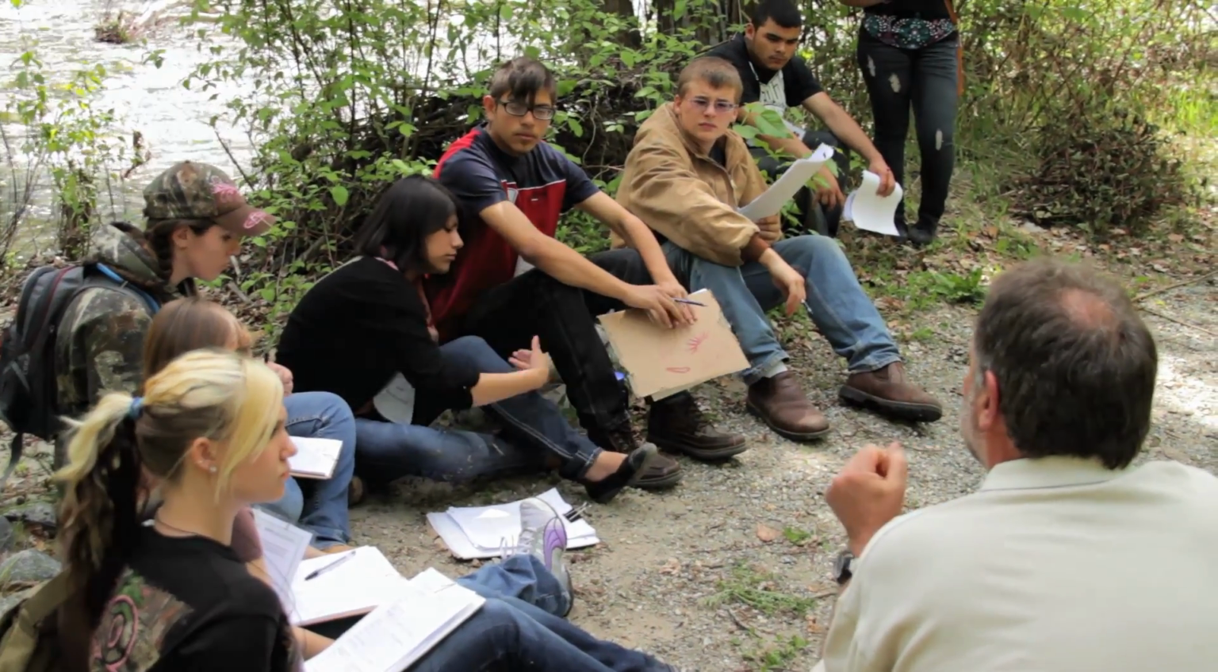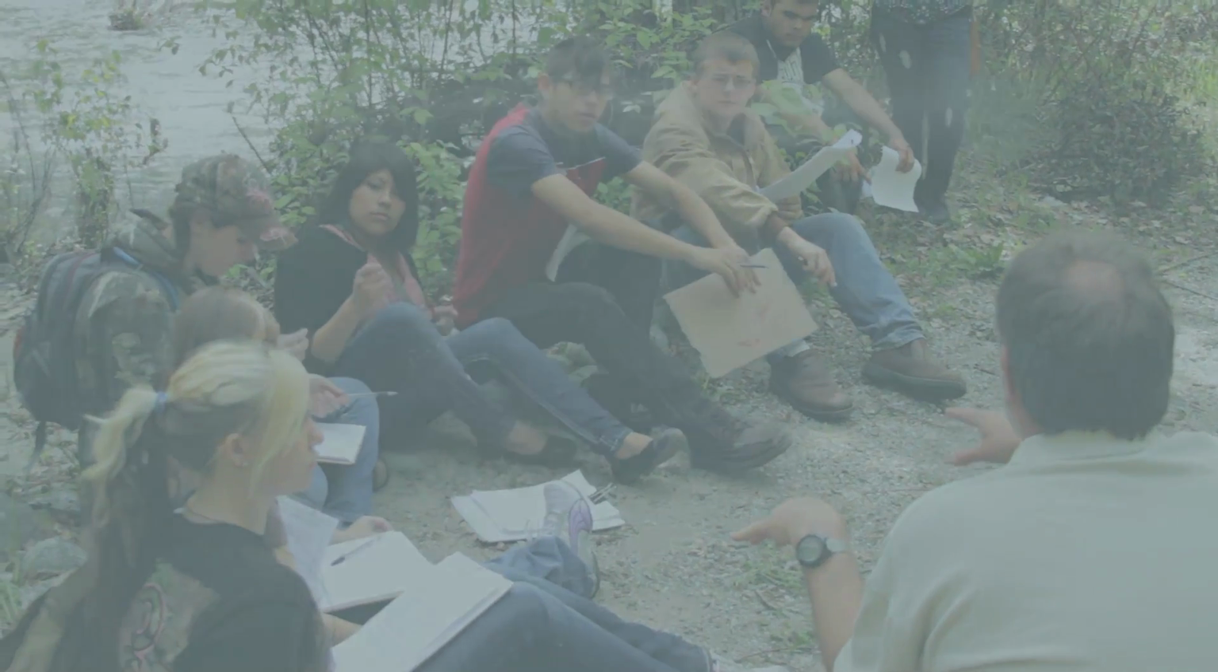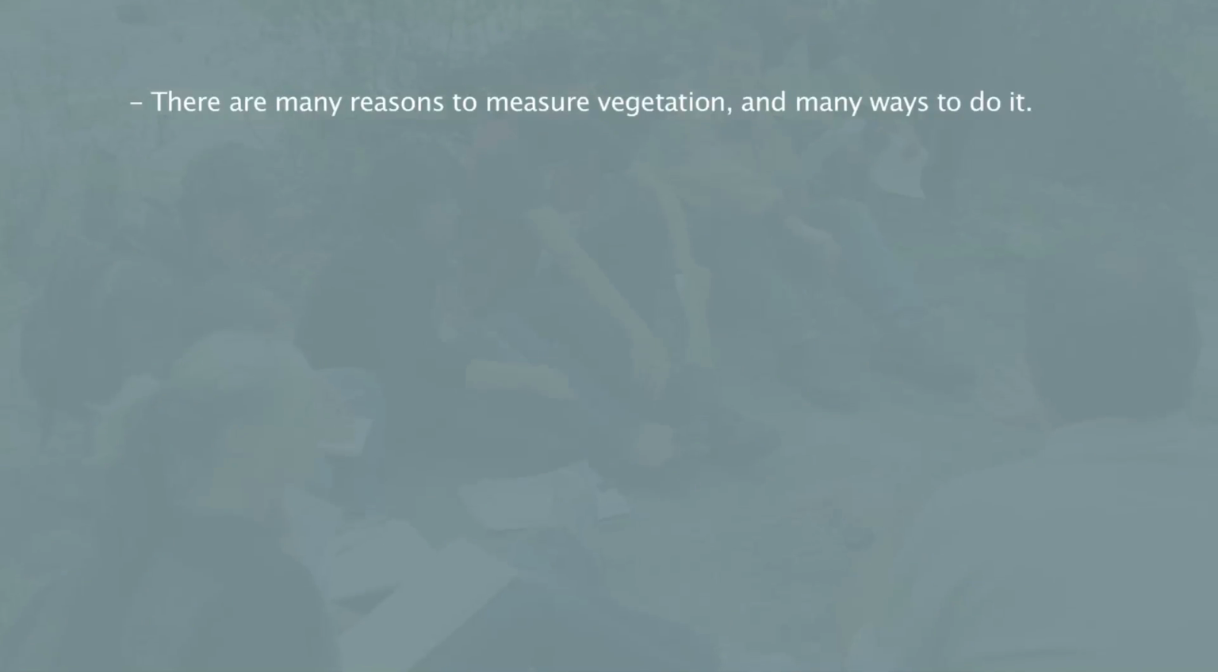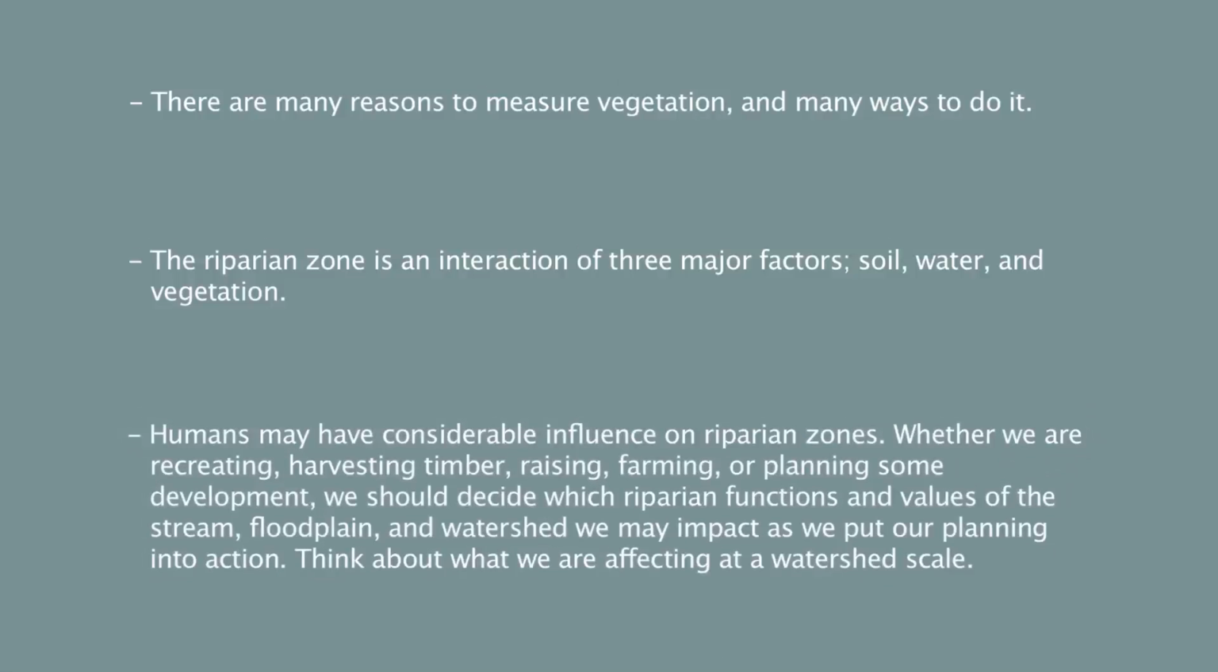In conclusion, summarize the lessons learned at the Riparian Rx Station. There are many reasons to measure vegetation and many ways to do it. The riparian zone is an interaction of 3 major factors: soil, water, and vegetation. Humans may have considerable influence in riparian zones.